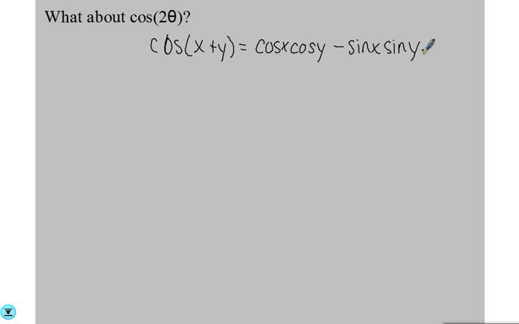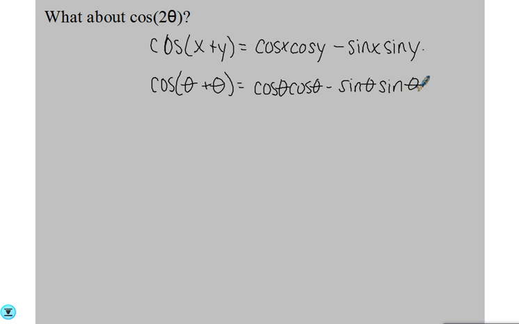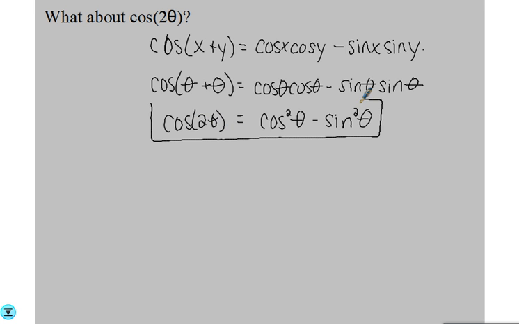So again, if I want 2 theta, I can break that down as cosine of theta plus theta, which means I'm going to have cosine of theta times cosine of theta minus sine of theta sine of theta. So cosine times cosine, that's going to give me cosine squared of theta minus sine squared of theta. So that's going to be cosine of 2 theta, of course. So this is one formula that we can use to find cosine of double an angle.